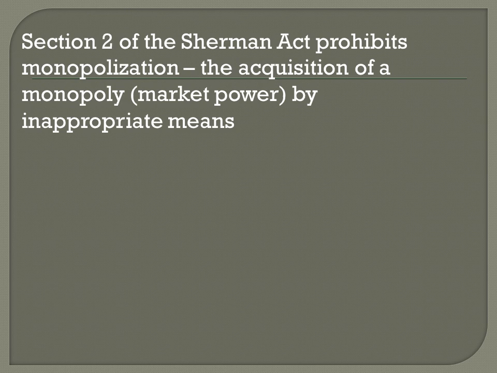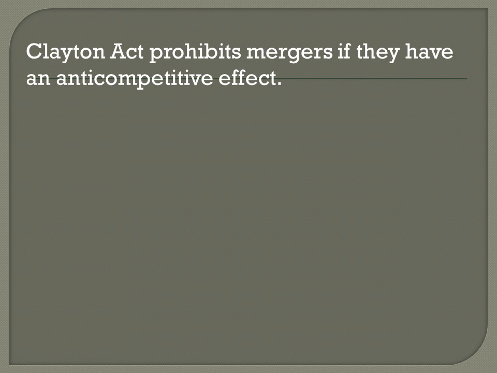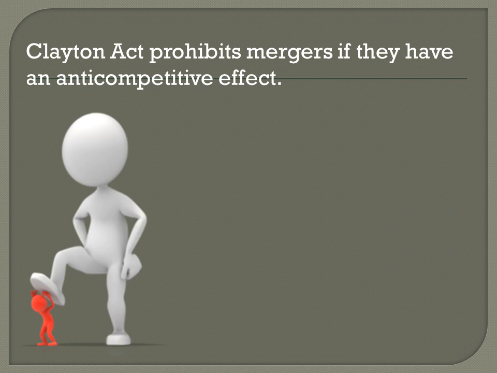Section 2 of the Sherman Act prohibits monopolization, which is the acquisition of a monopoly or of market power by inappropriate means. Again, the purpose of this is to encourage or foster competition for the benefit of the ultimate consumer. And the Clayton Act prohibits mergers if they have an anti-competitive effect. As with the other statutes, the purpose of the Clayton Act is to encourage competition.